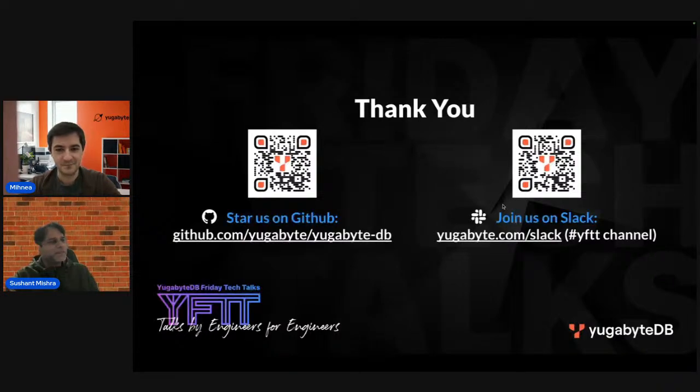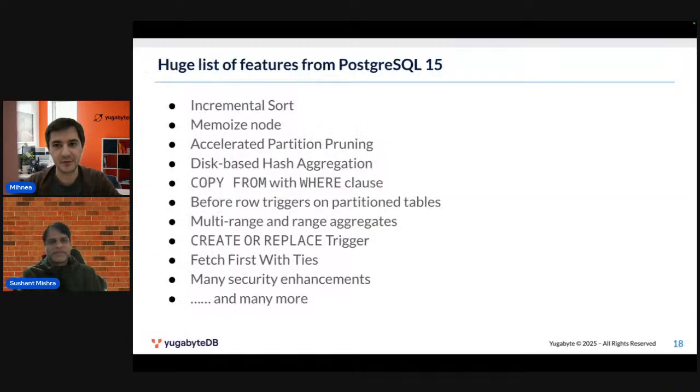Thank you, Sushant. That was fantastic. And like you said, this was a small list of the many features that are coming up in our recently released first PG15 based preview release. And on the previous slide you had a list of even more features. Some of them were covered, I believe in YFTT episode 111 in our sneak preview. I think incremental sort, memoize node, and disk-based hash aggregation, I remember, were covered in that previous talk.